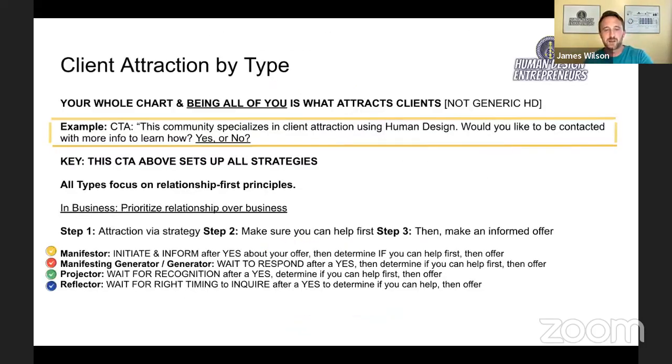Last but not least, for the bonus topics, I think why a lot of people are here is client attraction by type. Type a yes in the comments if this is what you're most interested in. I kind of saved it for last.